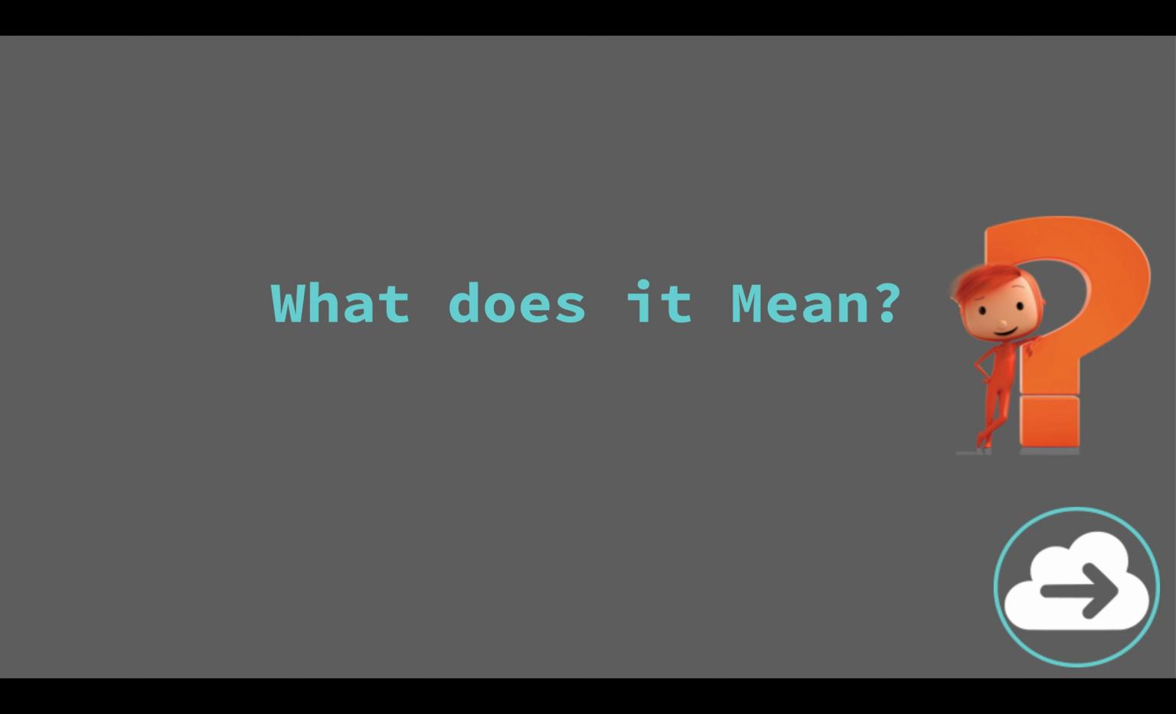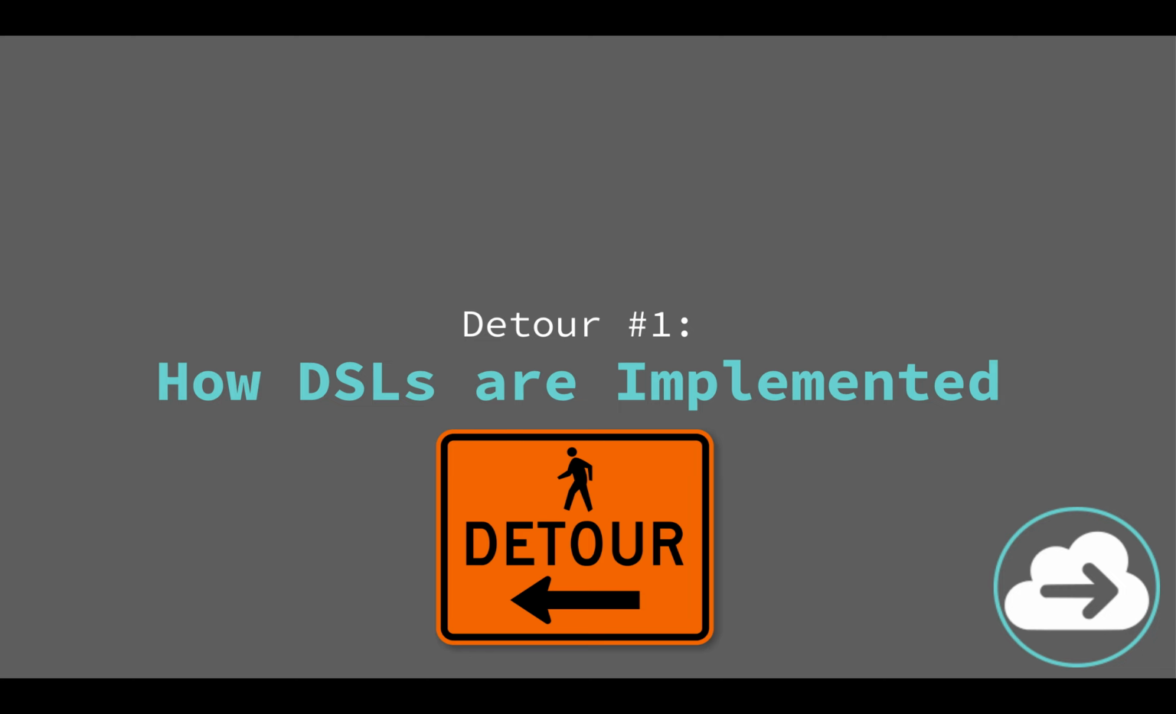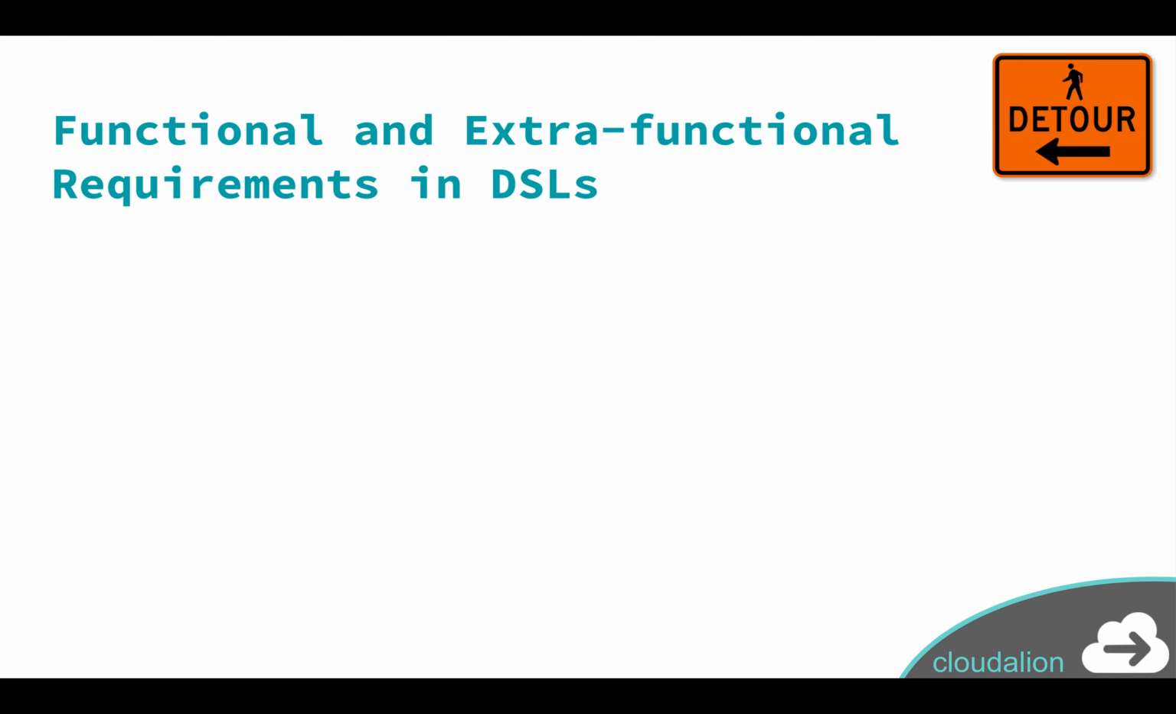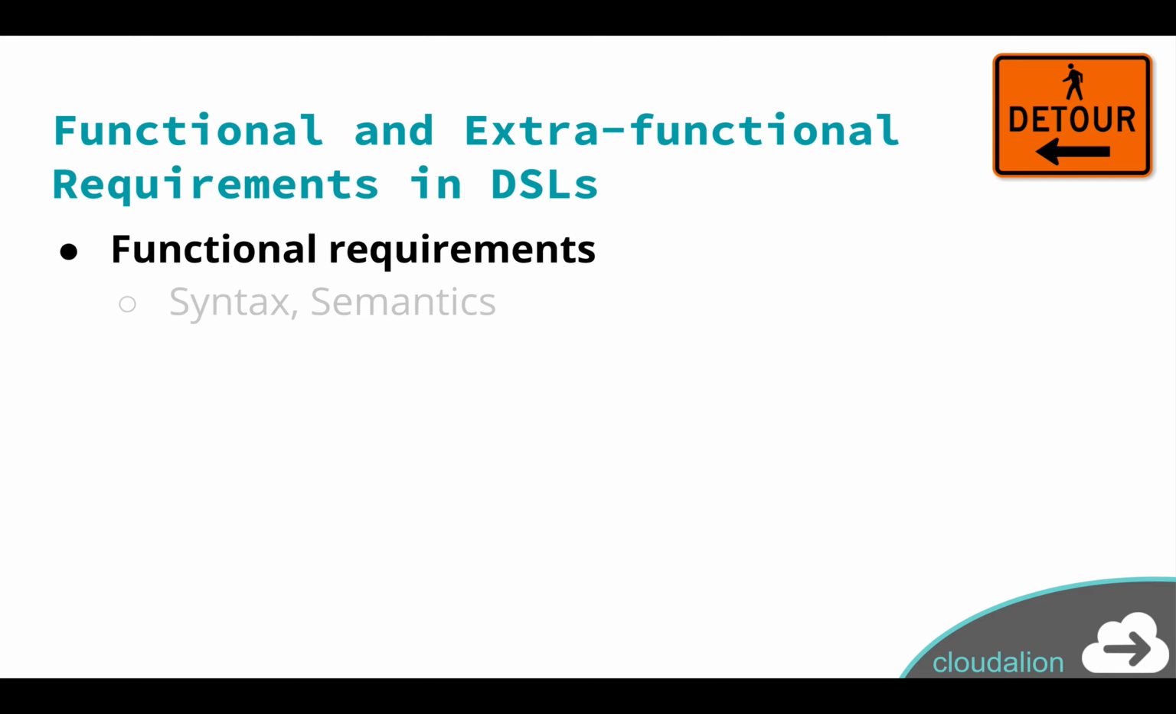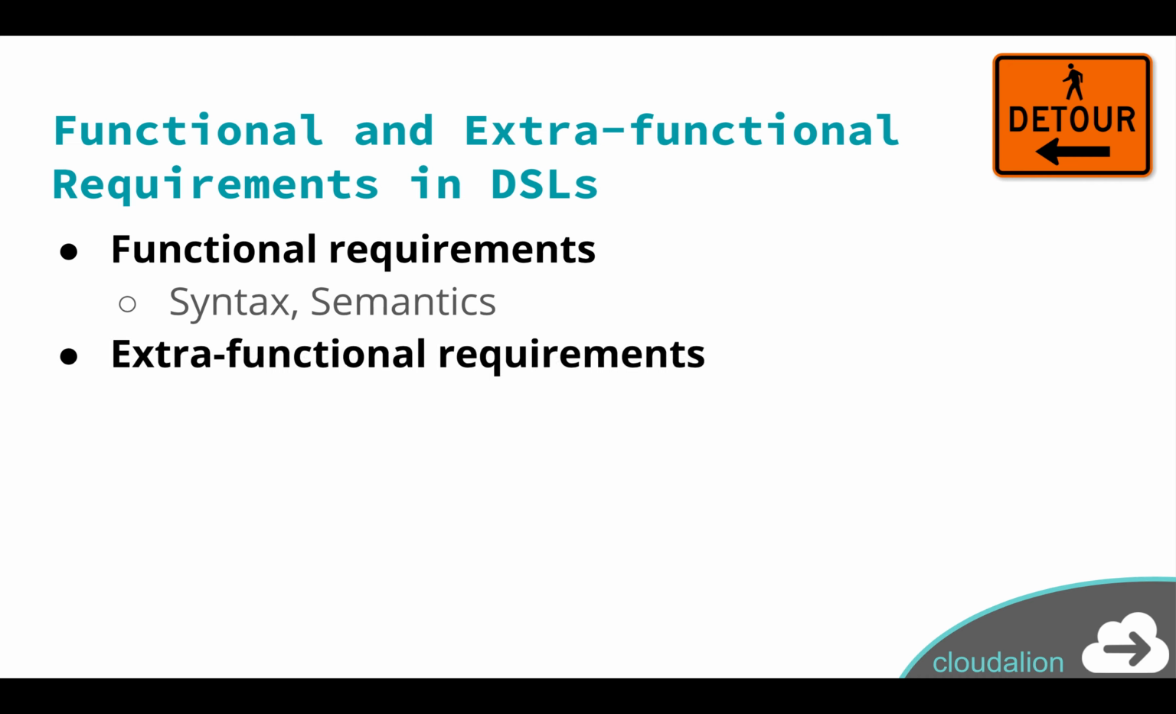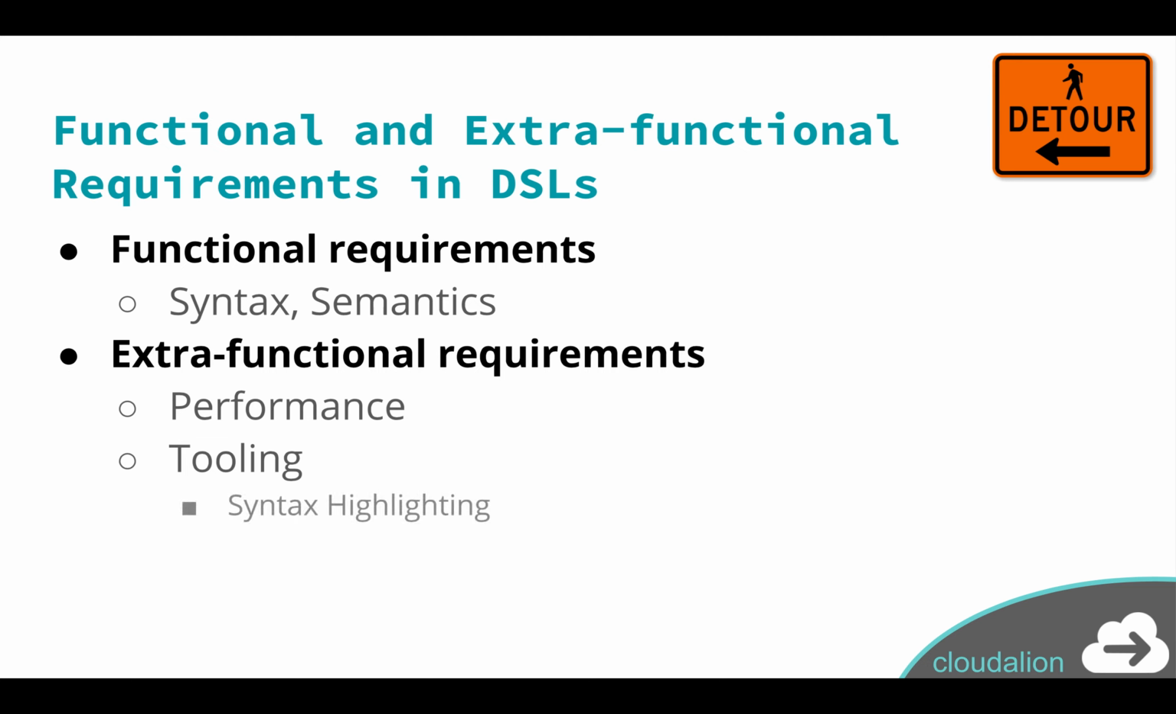But what does it mean? So to really explain this, I'm going to take two detours. In the first one, I'm going to talk about DSLs and how the complexity of having functional and extra functional requirements is dealt with there. So functional and extra functional requirements exist in DSLs as well. The functional requirements of a DSL are its syntax and semantics, while the extra functional requirements are things like performance and tools around the DSL, things like syntax highlighting, debuggers, etc.